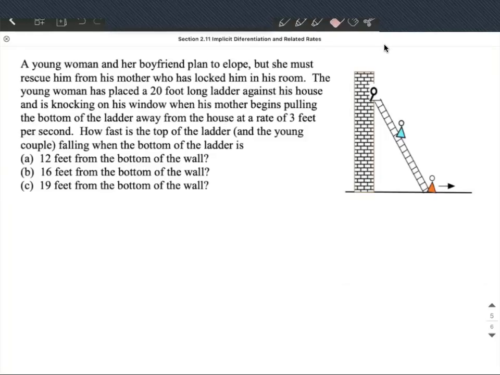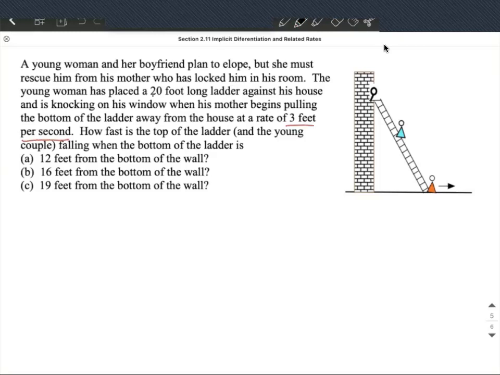Okay, an example I hope we never find ourselves in. A young woman and her boyfriend plan to elope, but she must rescue him from his mother who has locked him in his room. The young woman has placed a 20-foot long ladder against the house and is knocking on his window when his mother begins pulling the bottom of the ladder away from the house at a rate of 3 feet per second.